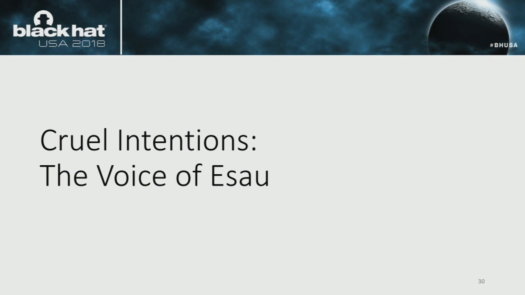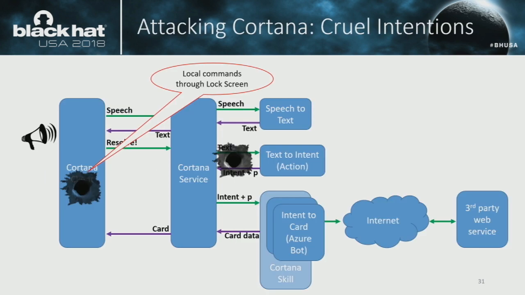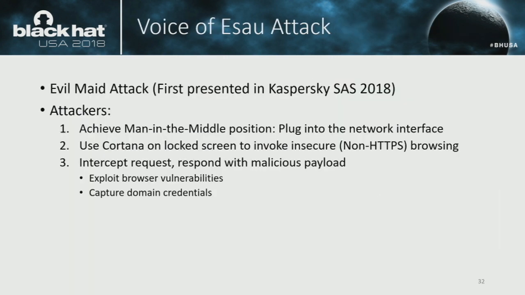And this one handles cruel intention, the voice of Esau. So if Open Sesame was concerned with local commands through lock screen, attacking the fat client itself, the fat agent, this kind of vulnerability is where the attacker will express bad intention and cause bad actions.